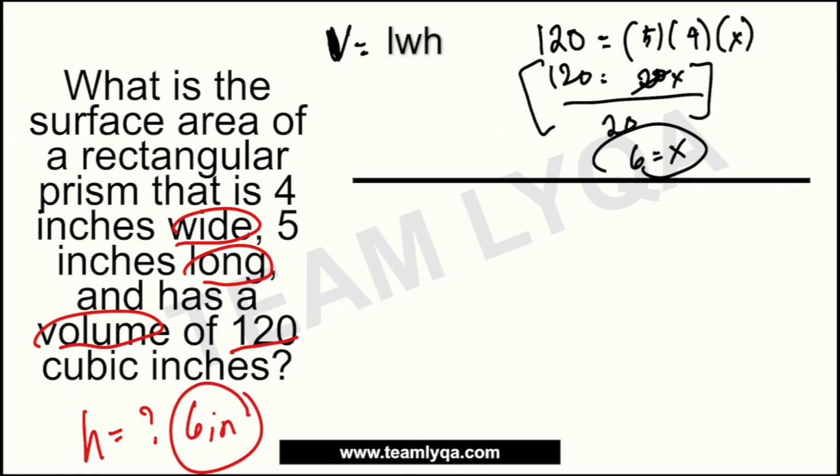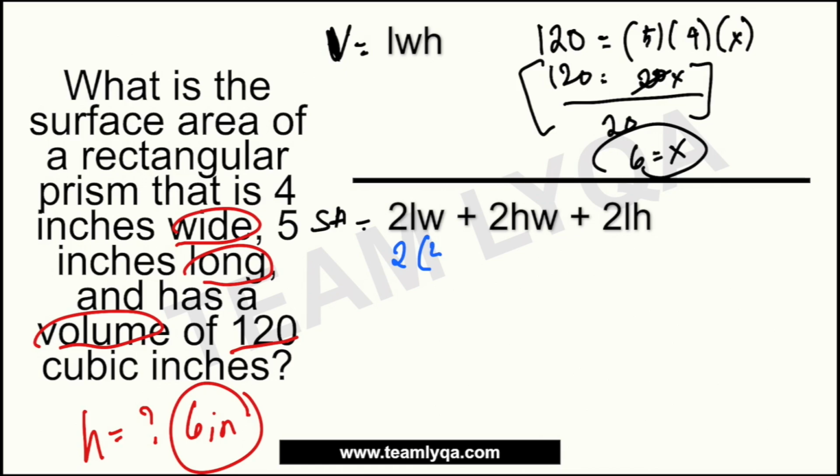Okay? And now that we have the height, we can now move on to dun sa ating surface area na formula. Ang surface area ng rectangular prism is twice the length and width, twice the height and width, twice the length and height. So, isa-substitute lang natin lahat. Okay? So, start tayo dito sa twice ng length at saka ng width. Ang length natin ay 5. Ang width natin ay 4.